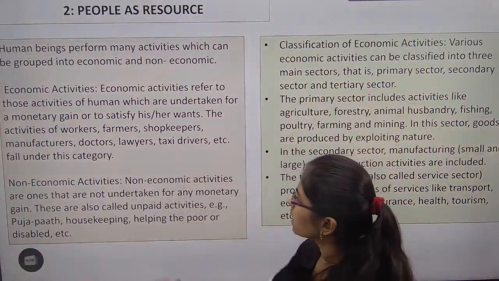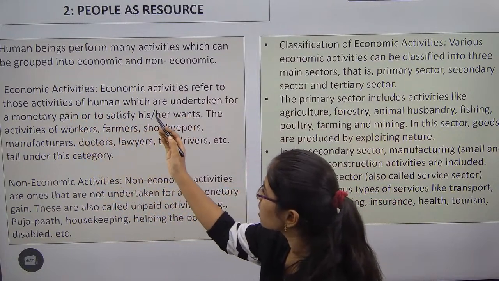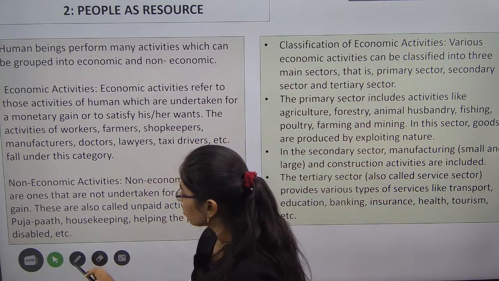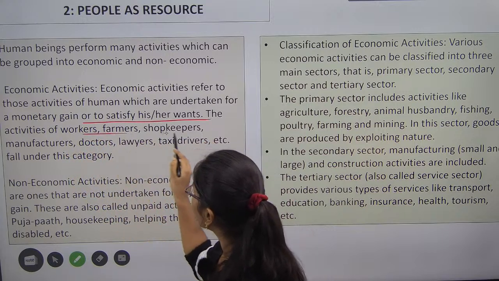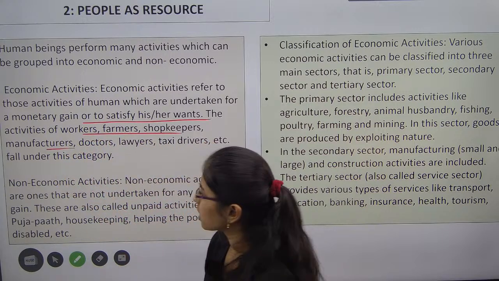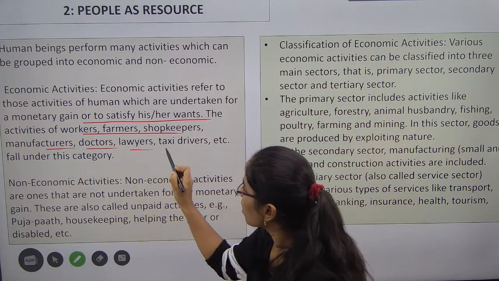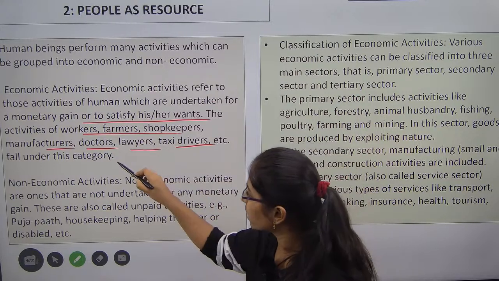See the examples. Economic activities are referred to as those activities of human beings which are undertaken for gain or to satisfy wants. The activities of workers, farmers, manufacturers, doctors, lawyers, taxi drivers, all these sections will fall under this category.